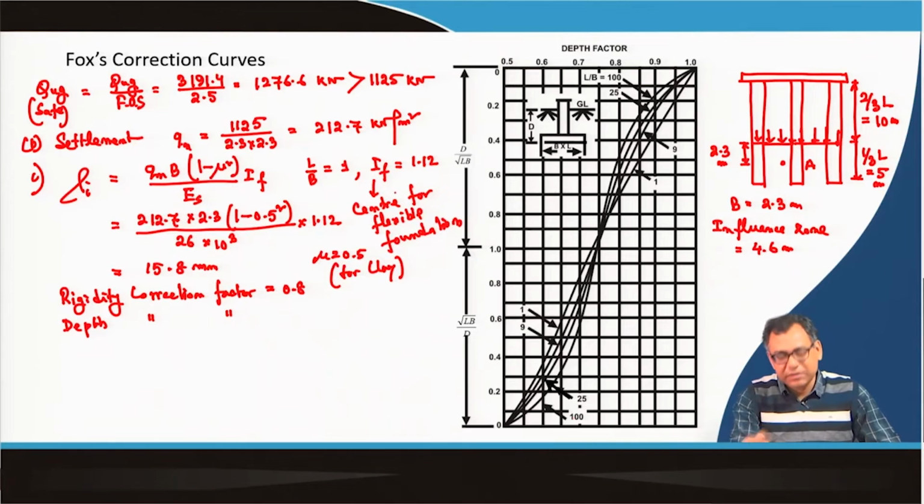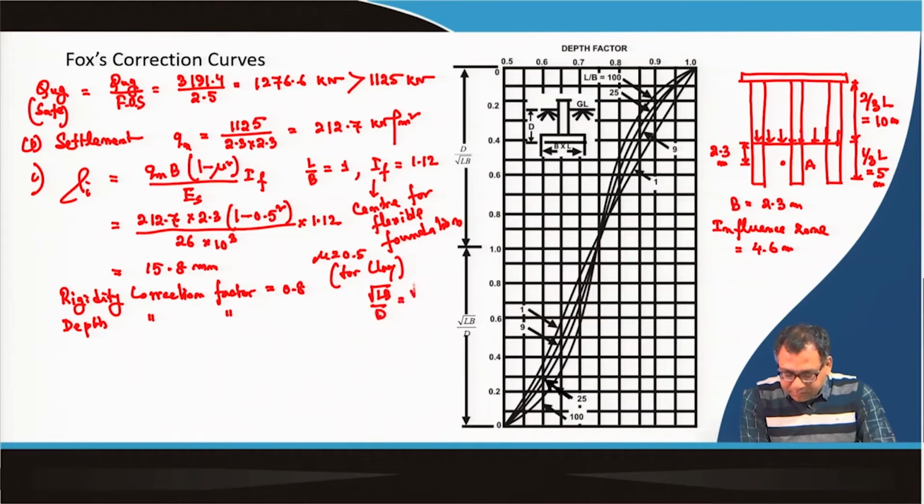So, I use the same chart, which is d over root over LB, for the shallow foundation design, but for the deep foundation design that upper part is not sufficient, you have to use the lower part. For shallow foundation it is the upper part; the lower part is for the deep foundation design. And L by root over L b by d.